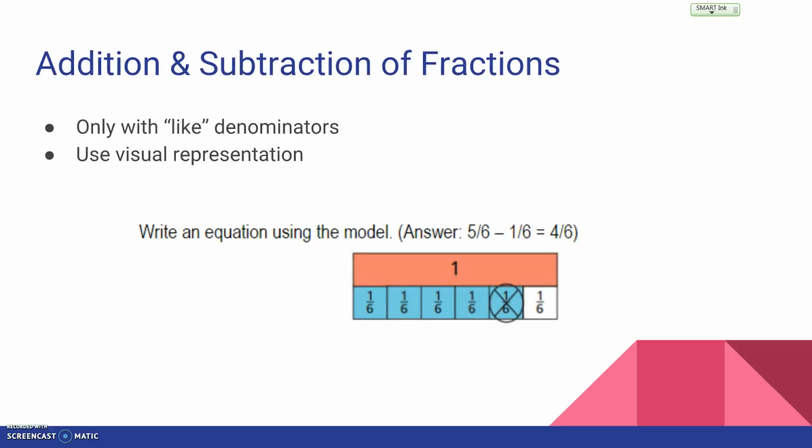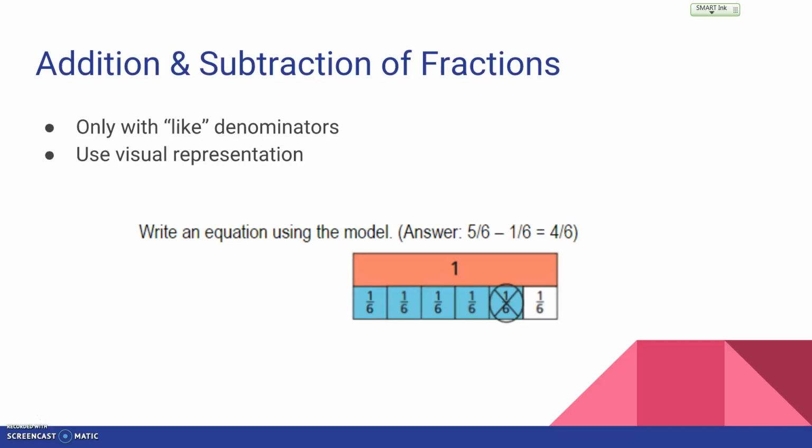Then they just do addition and subtraction of fractions with like denominators. So they could add 3/4 plus 2/4, or they could add 5/16 plus 2/16, but they would not add 7/8 plus 2/4 because those don't have the same denominator.